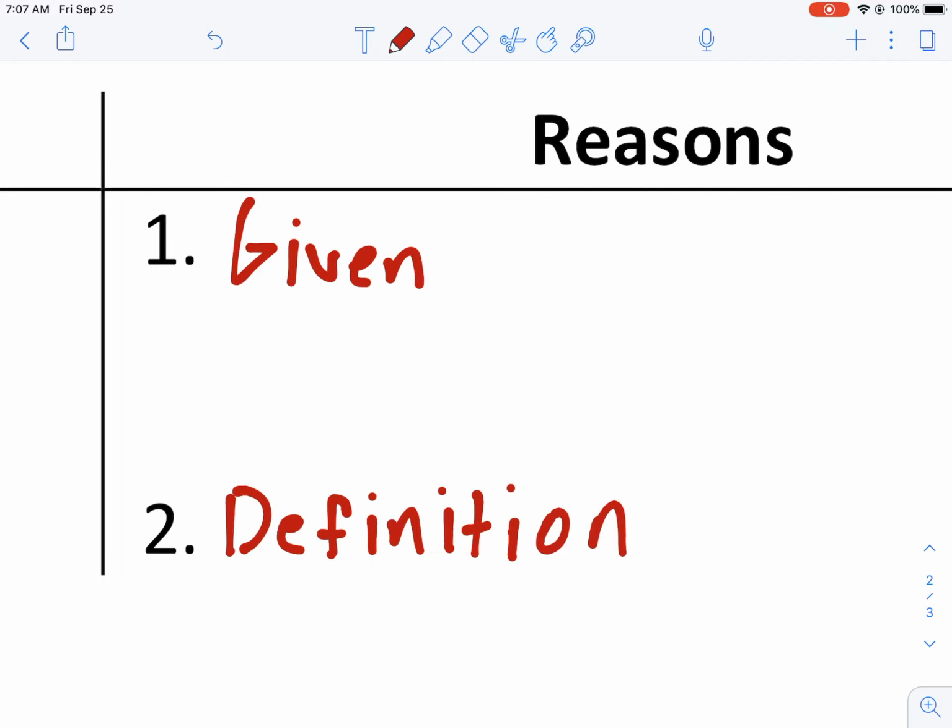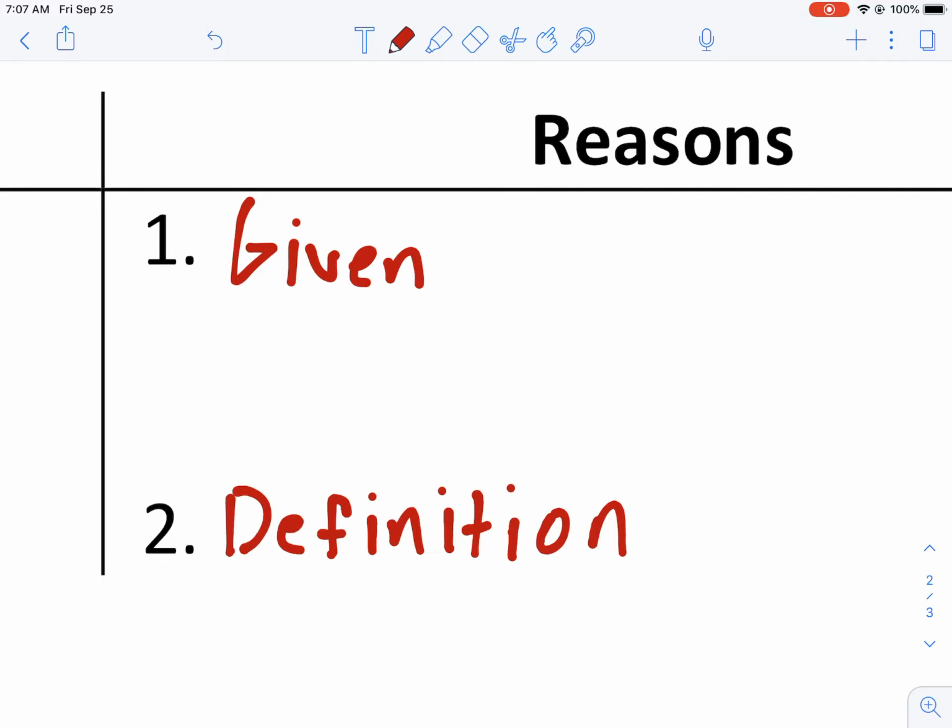Next one we're going to look at is going to be a little bit longer, but not too long. They give us that angle 1 is congruent to angle 5. So again, let's mark that in our picture. Angle 1 is congruent to angle 5.